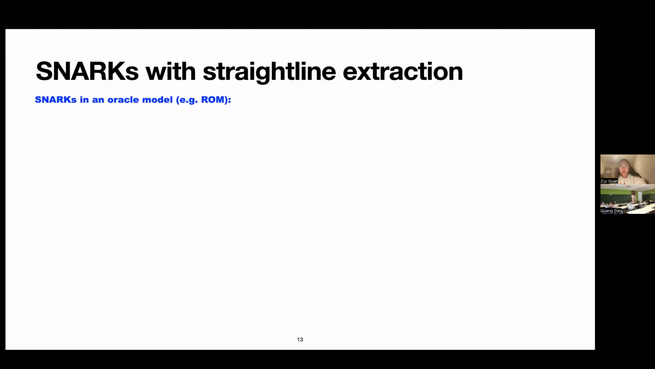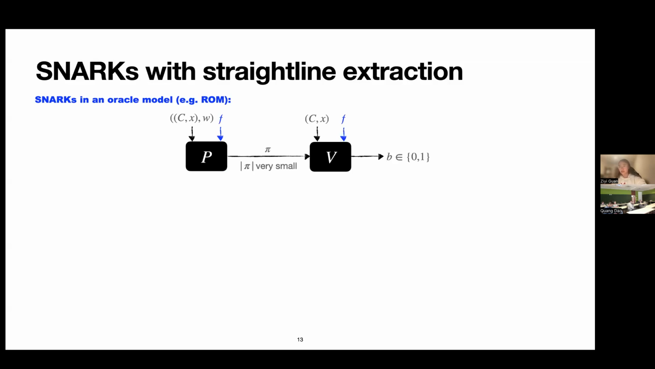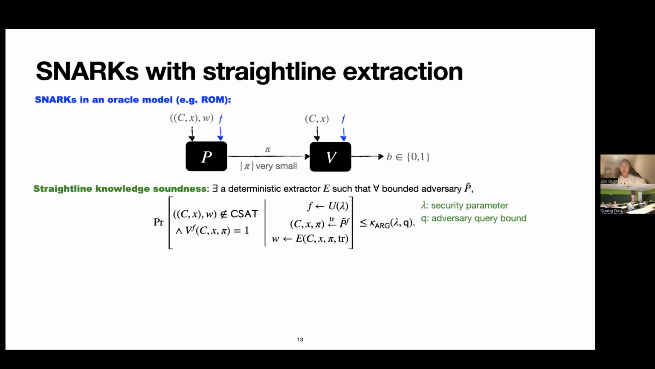So SNARK with straight-line extraction, we mentioned that they happen only for SNARKs in oracle models, for example, in the random oracle model. It behaves very similar to a normal SNARK, but now it has oracle access, but everything else didn't change. And then it has this very strong straight-line non-soundness, which is saying that there exists a universal deterministic extractor that works for every single bounded argument adversary prover.